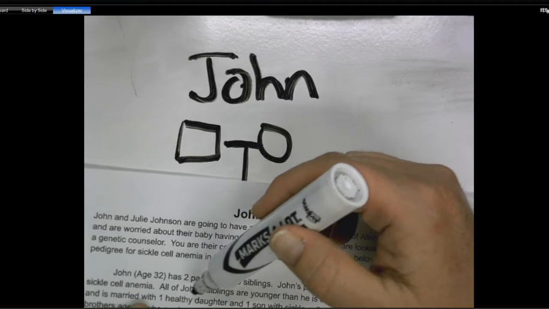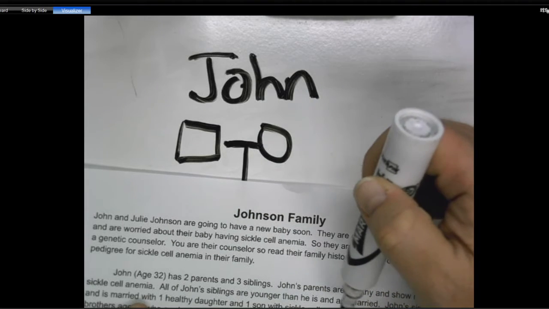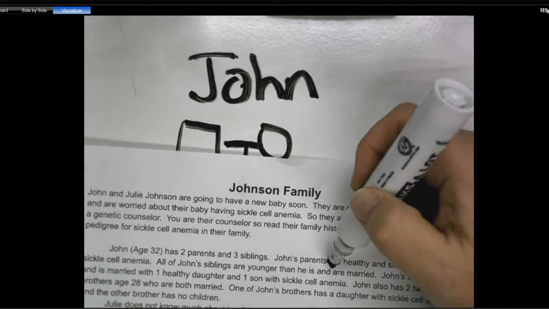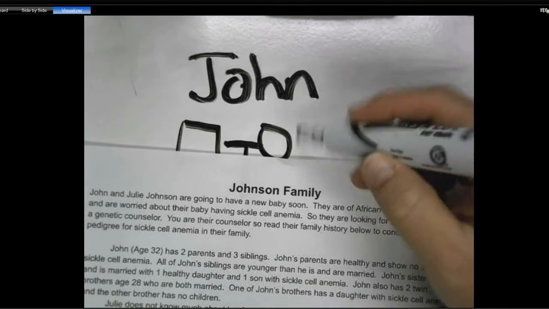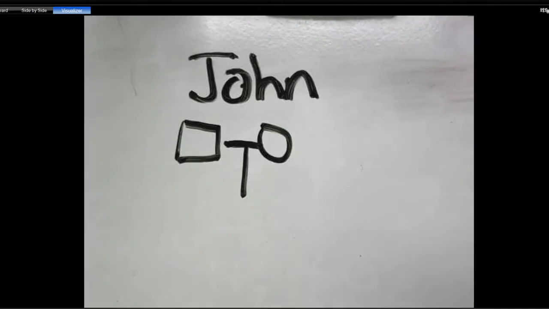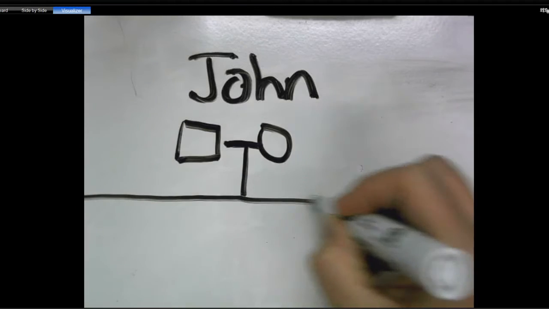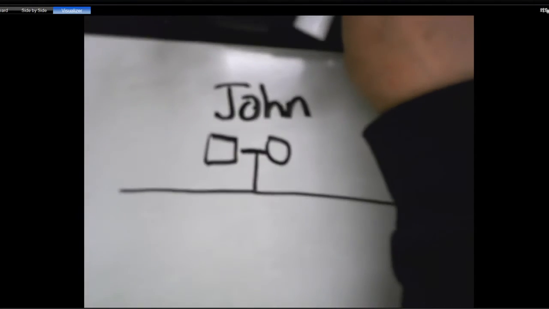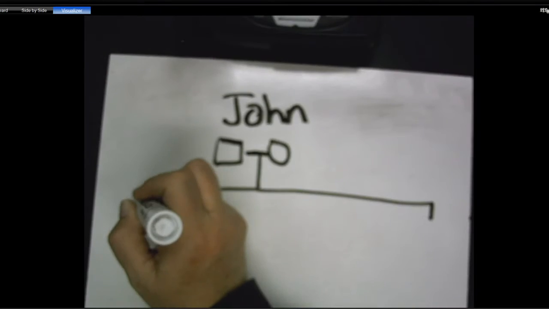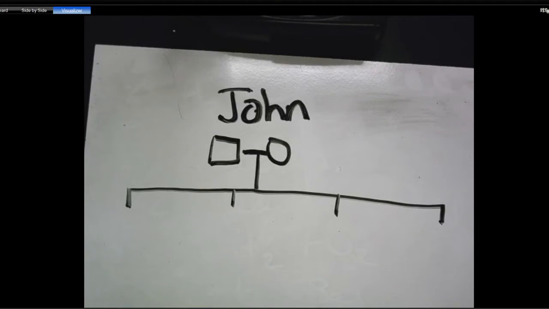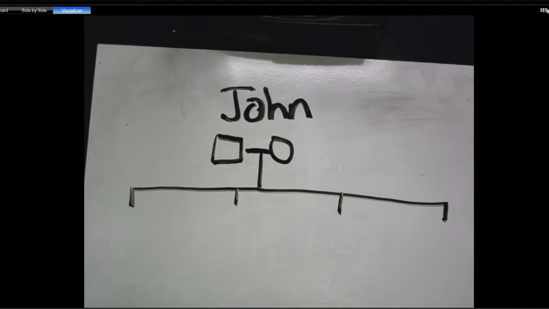And then it says all of John's siblings are younger than he is and are married. So that tells me right there that I'm going to need room, because all of his siblings are married. So it's John and his 3 siblings, so there's 4 of them. I'm going to actually use probably my entire board here, and I'm going to zoom out so that you guys can see it all. But I'm going to add in John's siblings. Now notice, I made enough room so that I can add John's siblings' families as well.